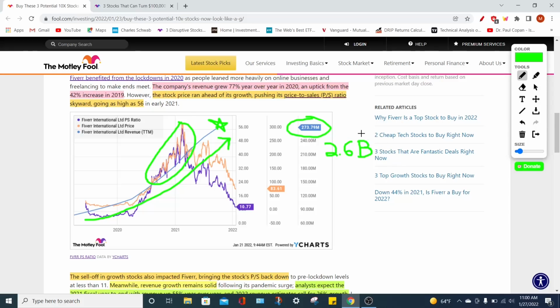Another reason why this could be a 10x stock in the future is because the overall market cap for the company is only $2.6 billion and it's set to reach a market cap of over $26 billion in the future. So if we invest into this company now, we have the potential to 10x our money.